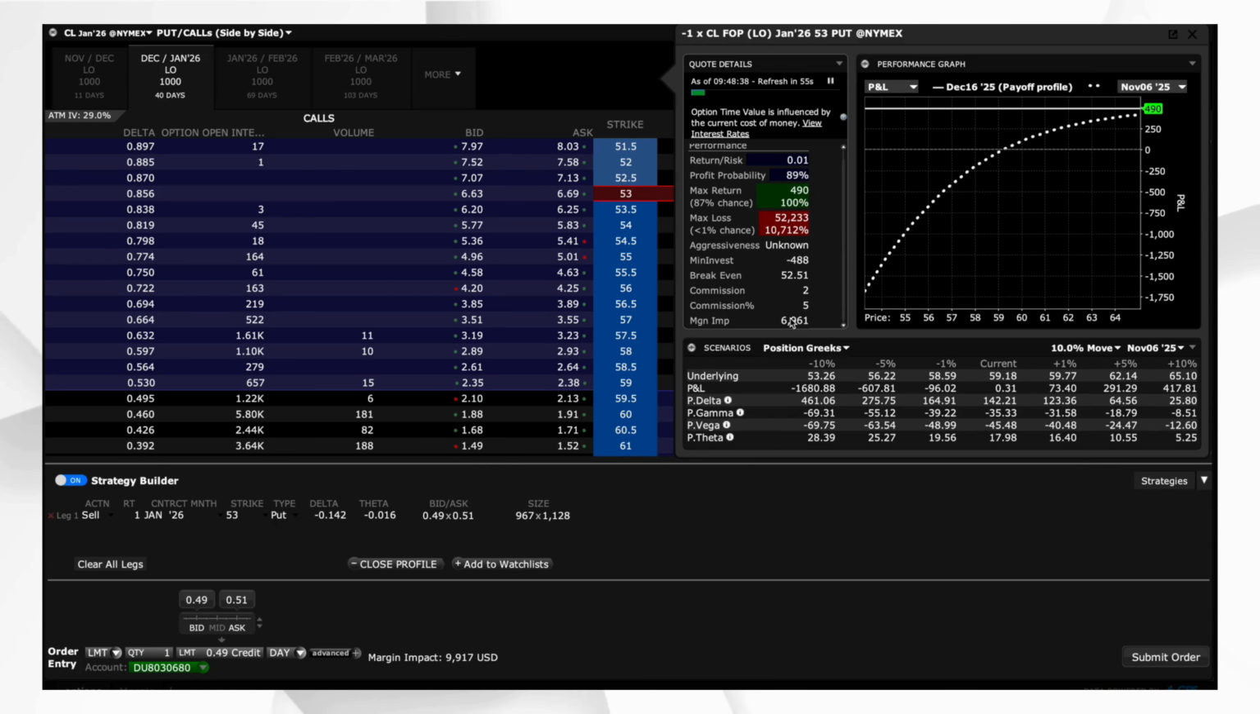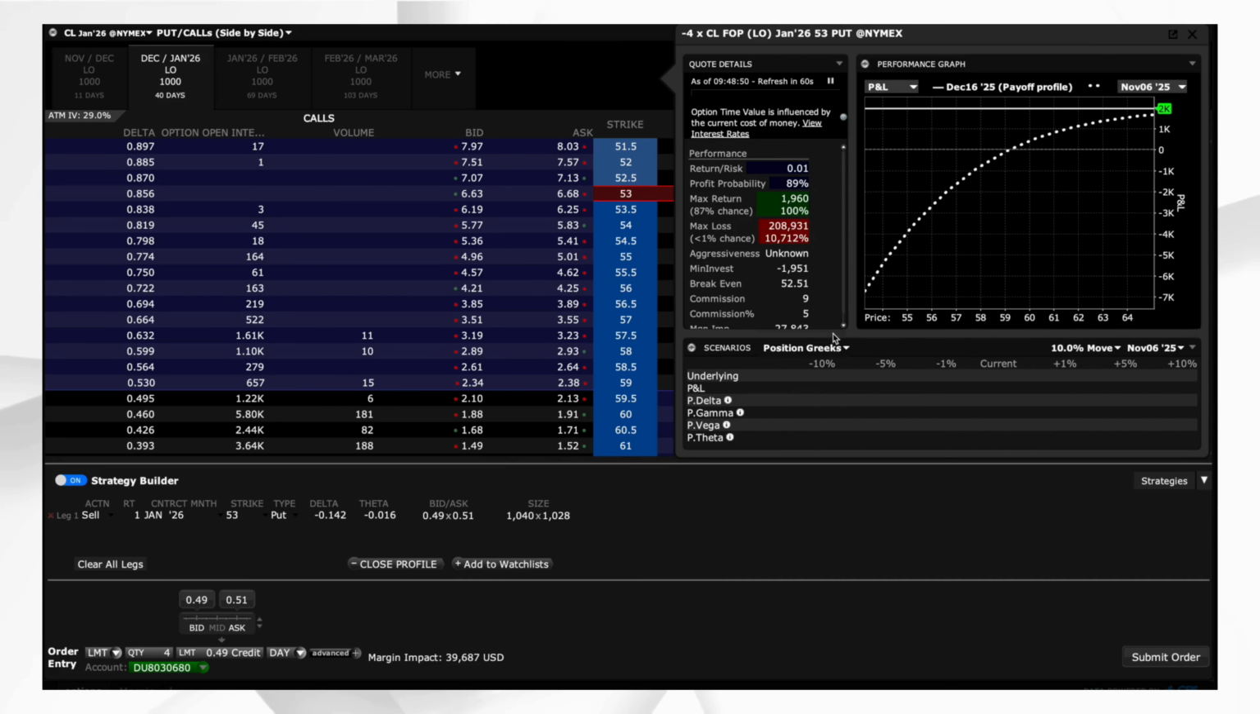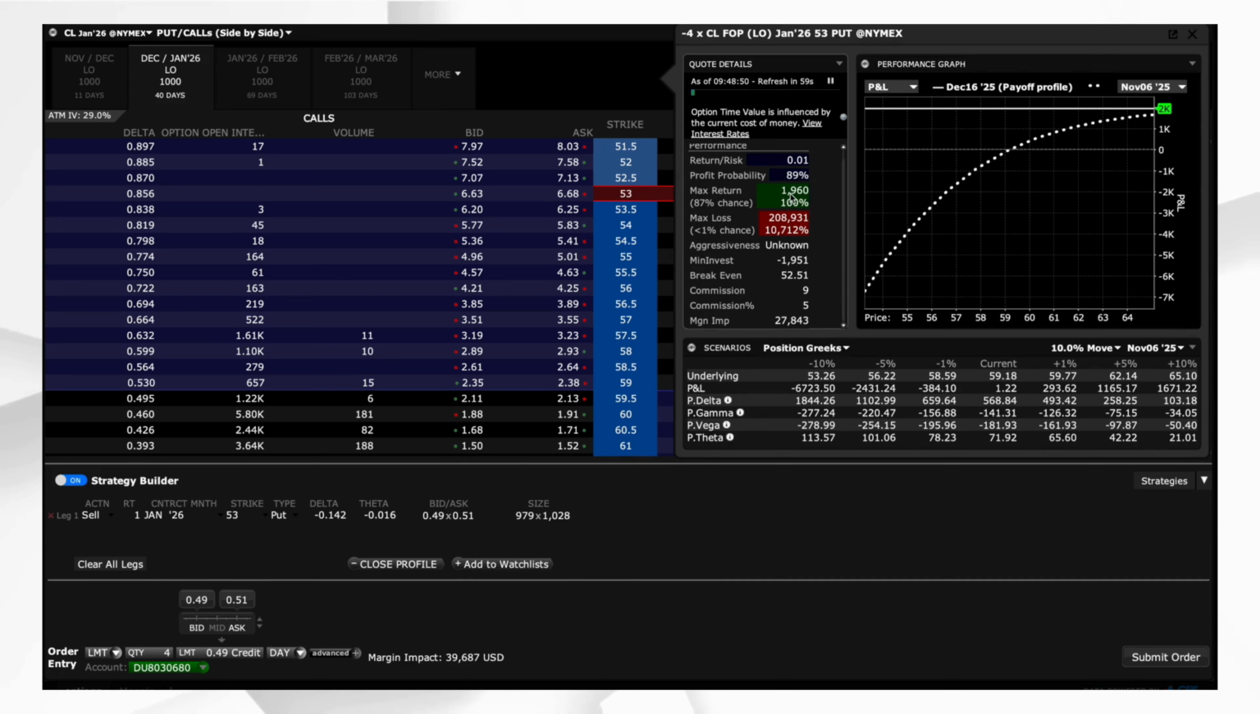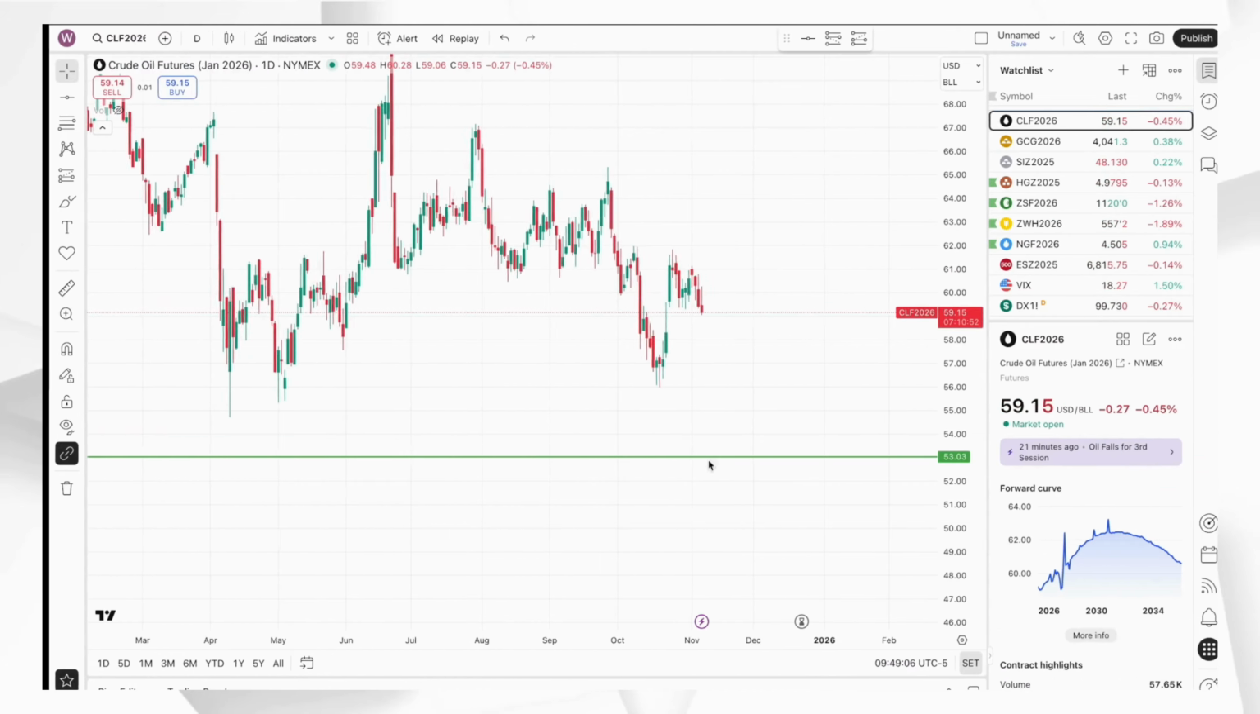Now for me, I will go for a margin impact of up to 30,000, so probably 4 contracts will be the most I can go for. And I can collect about 2% in credit, which is not bad at all. Obviously this is not ideal for some people, and it depends on your strategy. But for me, I will take profits at 50%, and it looks pretty good for me.